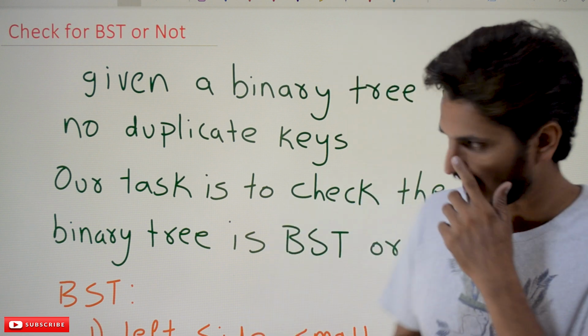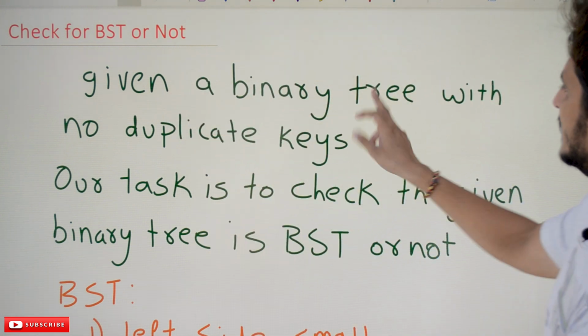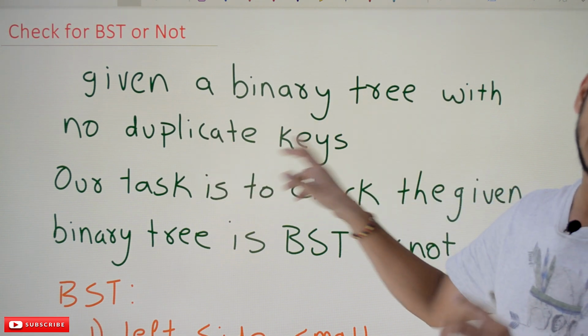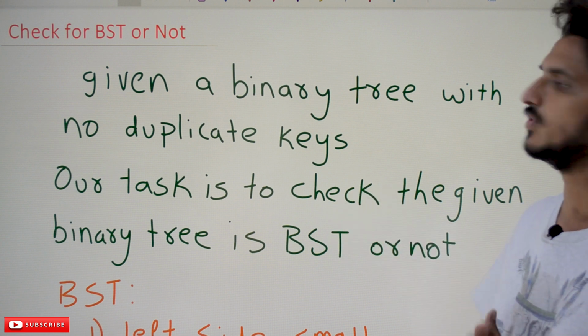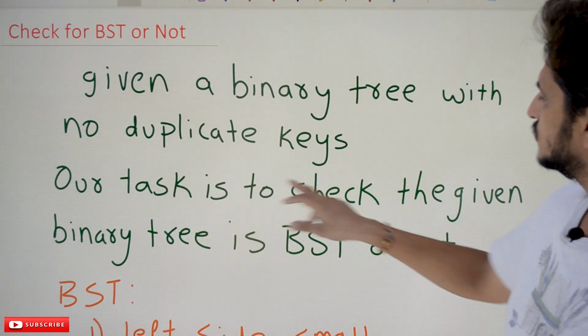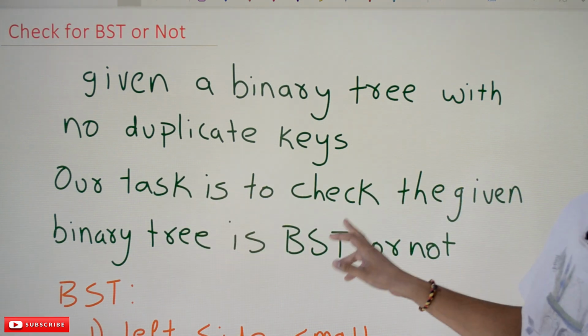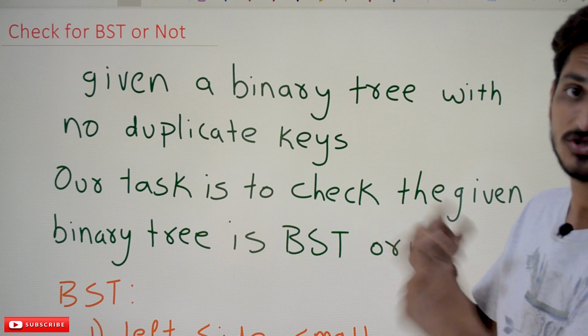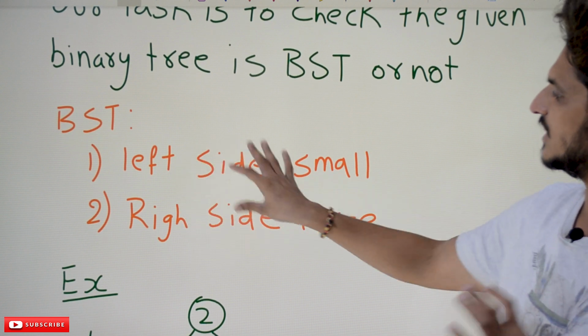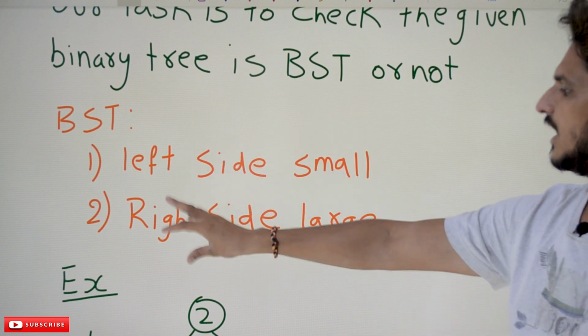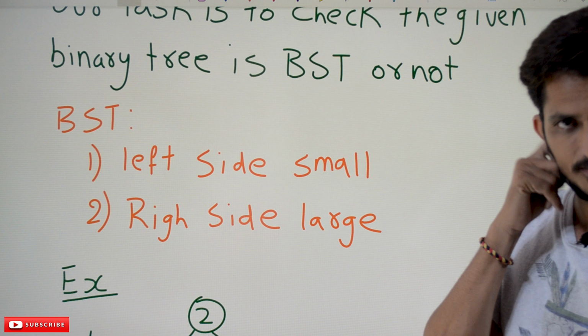Coming to today's example, given a binary tree with no duplicate keys, all the keys will be distinct. Our task is to check whether the given binary tree is a BST, a binary search tree, or not. And they have given the condition for BST. The left side should have the smaller element and the right side should have the larger element.